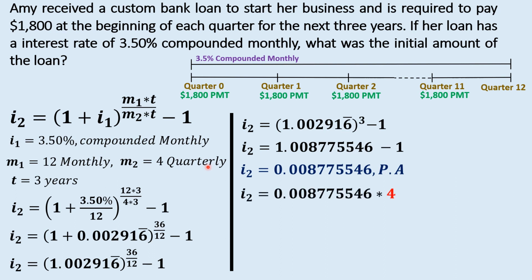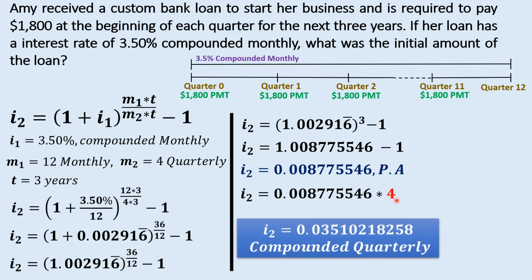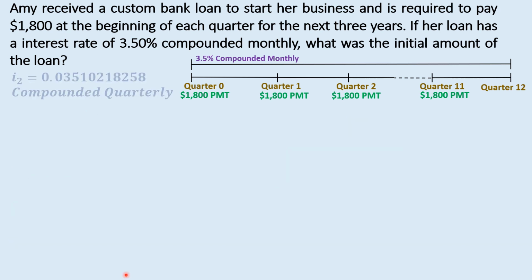So we're going to multiply it by 4. And when we multiply that by 4, we get 0.03510218258 compounded quarterly. So this is the interest rate which we're going to use in a present value formula to calculate the total value of the initial loan that Amy received. Let's go ahead and do that.